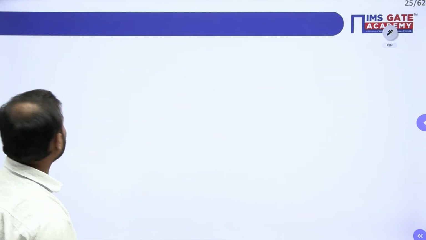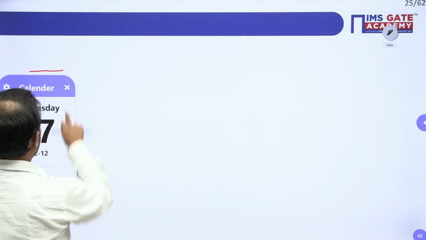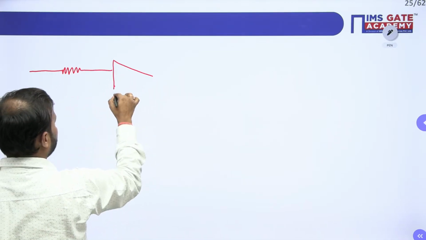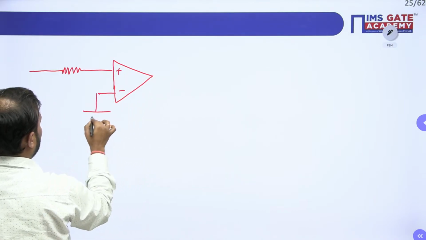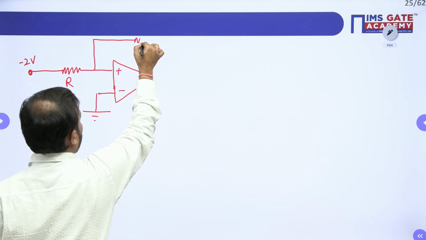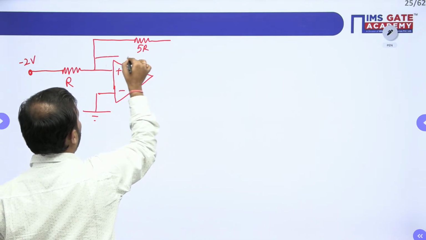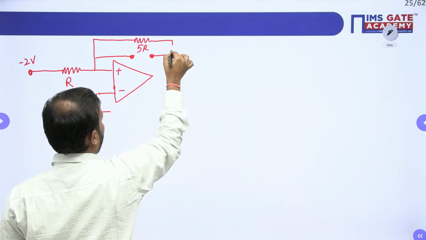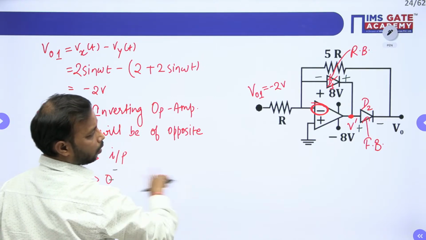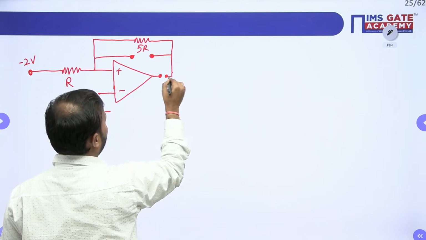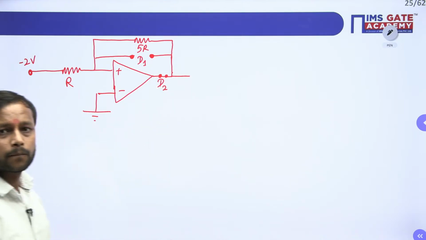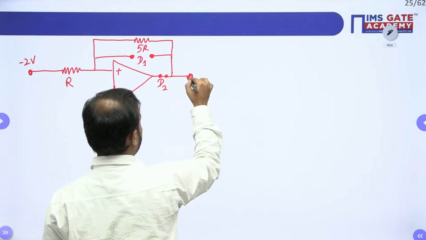So if you draw the equivalent diagram for this, just a second. Here we have a resistor. Here we have an op amp. This is plus, this is minus, this is grounded, and this is minus 2 volt. This is R, this is 5R, and this is open. This diode 1 is open. And this is short circuit because this is forward bias. This is diode 2, and this is diode 1. All right, and we have an output V0 here.